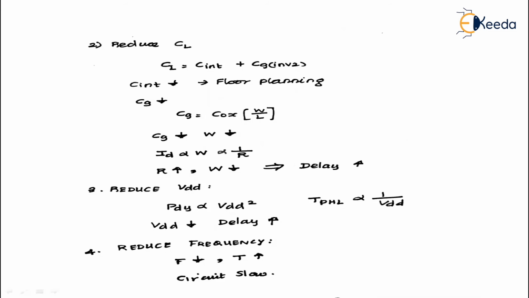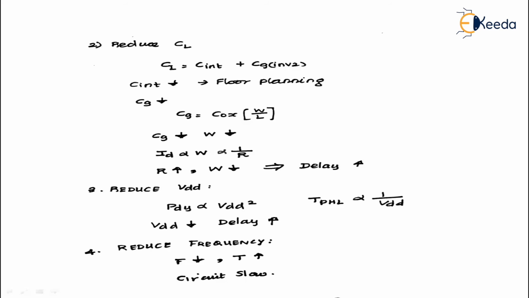And what is the other way? The other way is by reducing my load capacitance. So what is the load capacitance? The load capacitance is given as the intrinsic capacitance plus the input capacitance of the second stage. We will have a load that is going to drive another inverter, so its capacitance as well as the intrinsic capacitance of my inverter will be there. So if I want to reduce my CL, I can reduce the intrinsic capacitance as well as the gate capacitance. Reducing the intrinsic capacitance causes some problems when I am doing the floor planning. So I can go for reducing the gate capacitance.